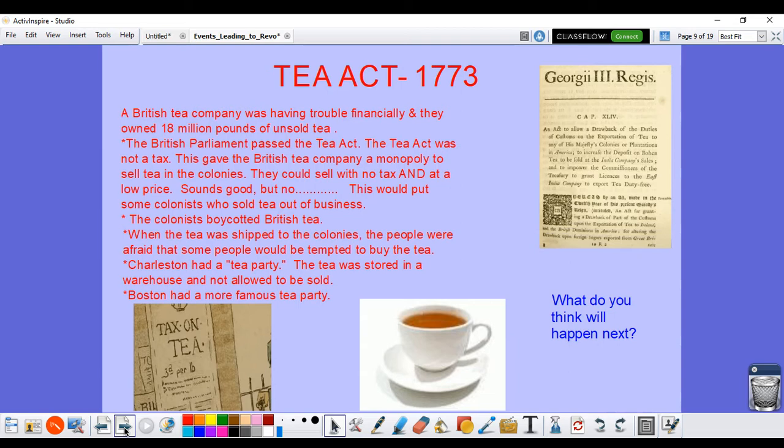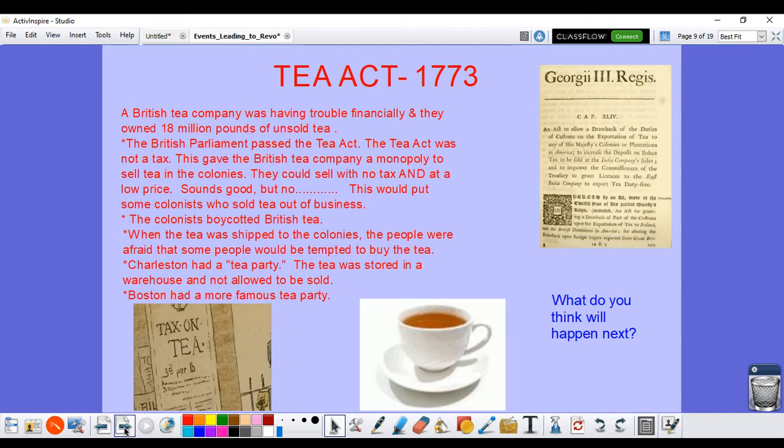Now, what's a monopoly? It's not necessarily a game. It is when one company has all the rights to sell one thing. And this is a problem because they can make the prices really high or the prices really low of something. Now, England was intending for the East India Tea Company to sell the tea at a much lower cost. Unfortunately, the colonists did not like this good deal because it would put the colonial tea sellers out of business.